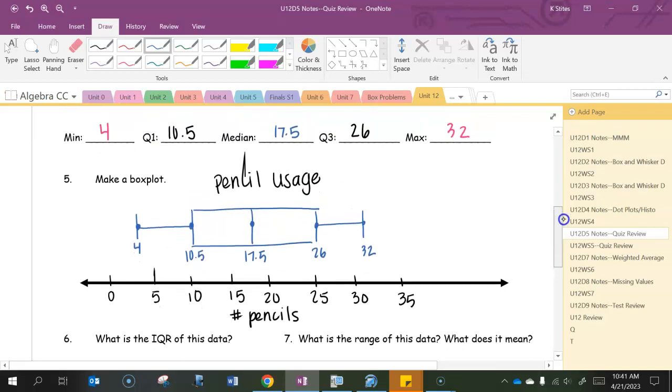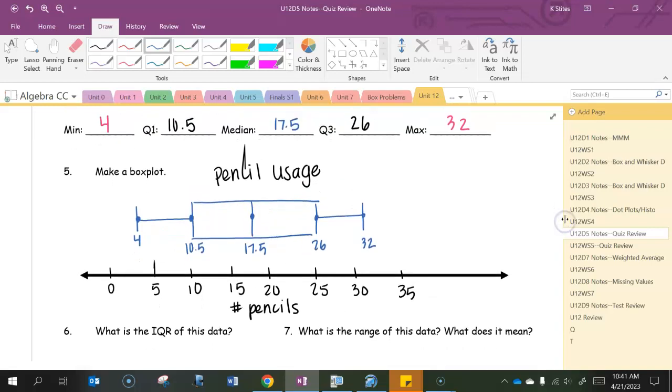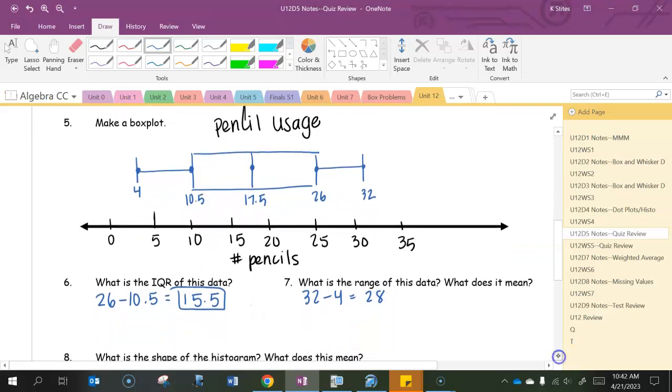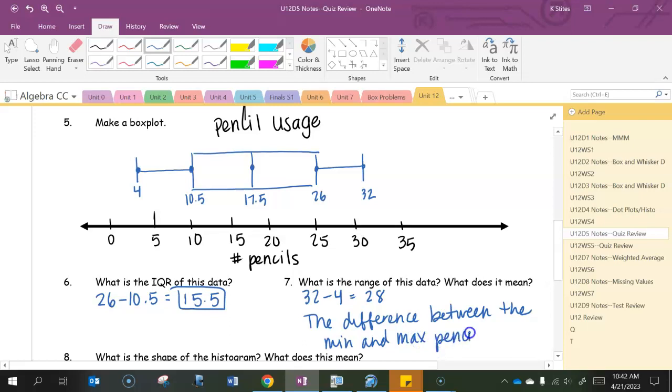All right, next, IQR. IQR, interquartile range, we find by doing Q3 minus Q1, and that's going to just be a 15.5. Range of the data, that's our max minus our min. So 32 minus 4, which is a 28. What does this mean? So the range is just the difference between the min and max pencils used.